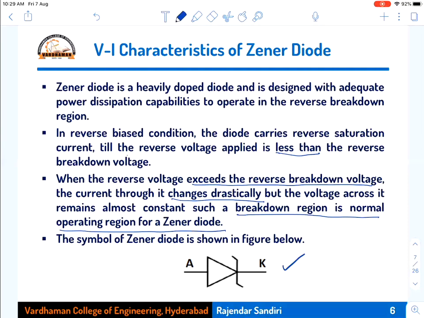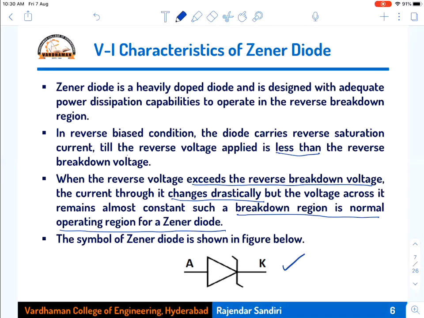So that way the diodes are designed such that it handles a large amount of power, because current is drastically increasing, and voltage is also high, 5 volts and beyond. So voltage is high, current is drastically increasing, then the power will definitely be high. That high amount of power has to be withstood by the diode. That's what we call designed with adequate power dissipation capability.